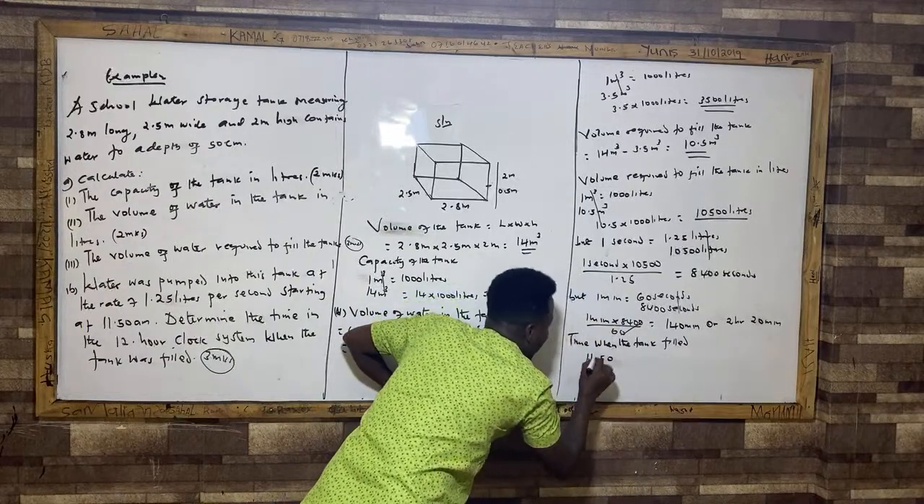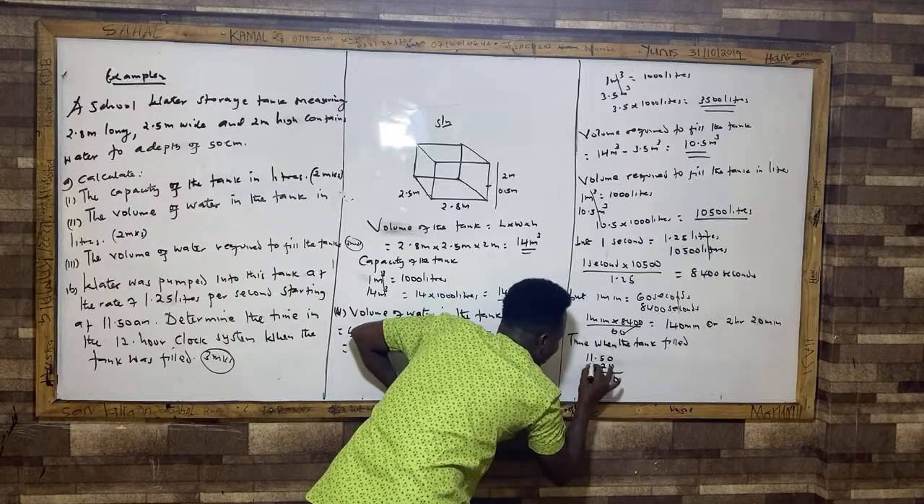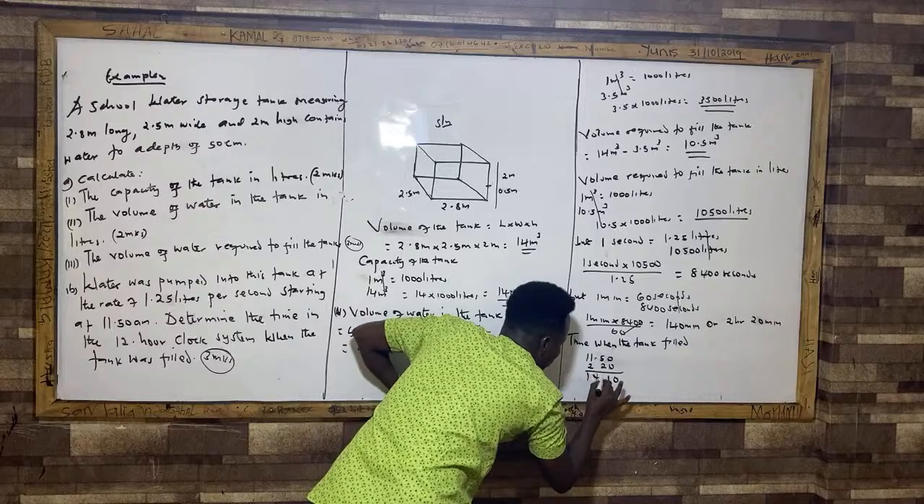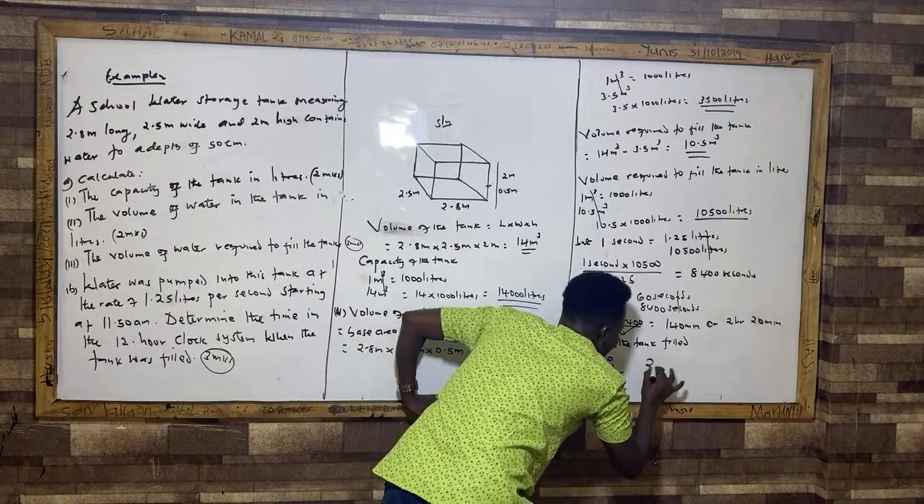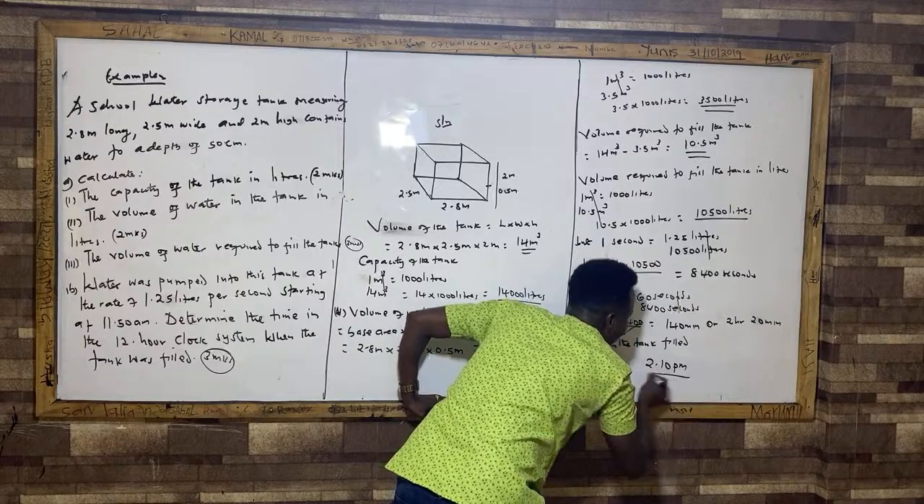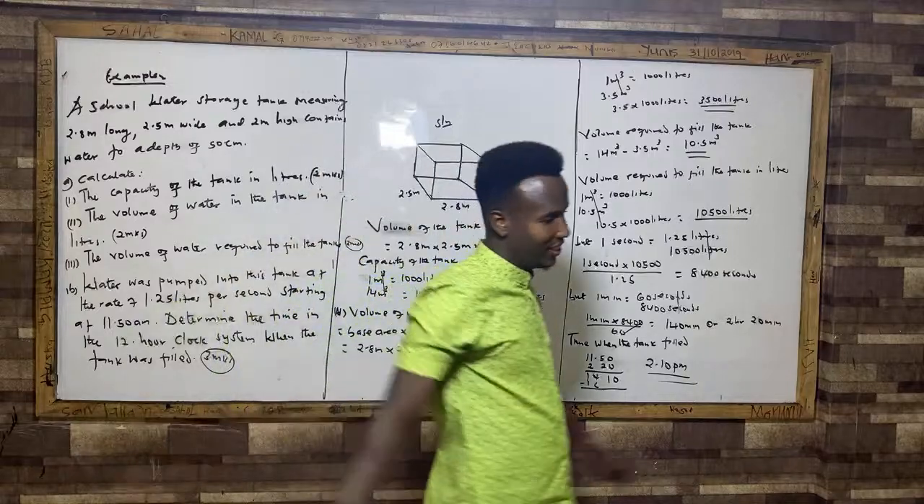11:50 plus 2 hours and 20 minutes. Obviously, this is 14:10, minus 12 again. So this will give me 2:10 PM. This is when the tank will be full to capacity.